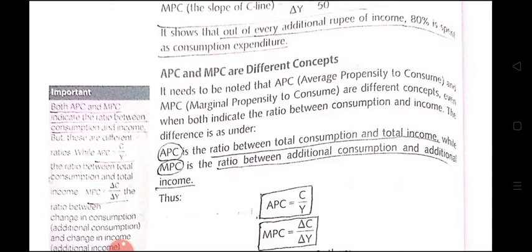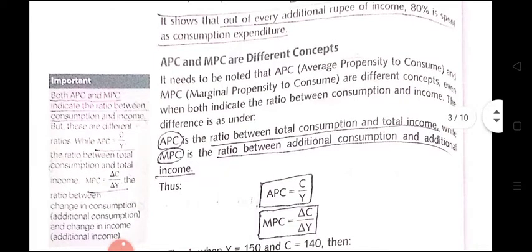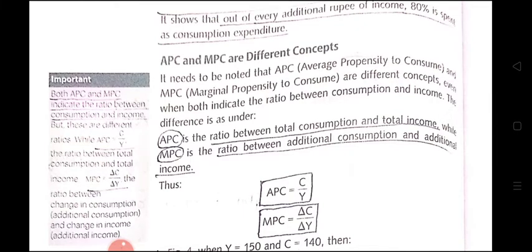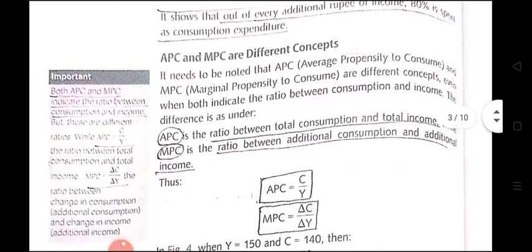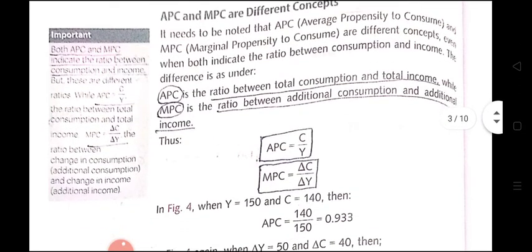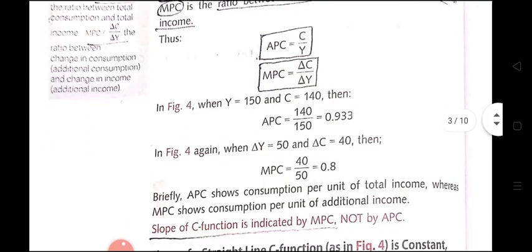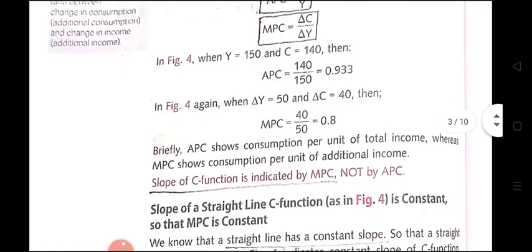APC is the ratio between total consumption and total income, while MPC is the ratio between additional consumption and additional income. So, how will we be calculating? APC is equal to C upon Y and MPC is equal to change in C by change in Y. A numerical is given in front of you. It's there in your book. You can solve it. The slope of the consumption function, that is the C function, is called MPC, and slope is not APC.